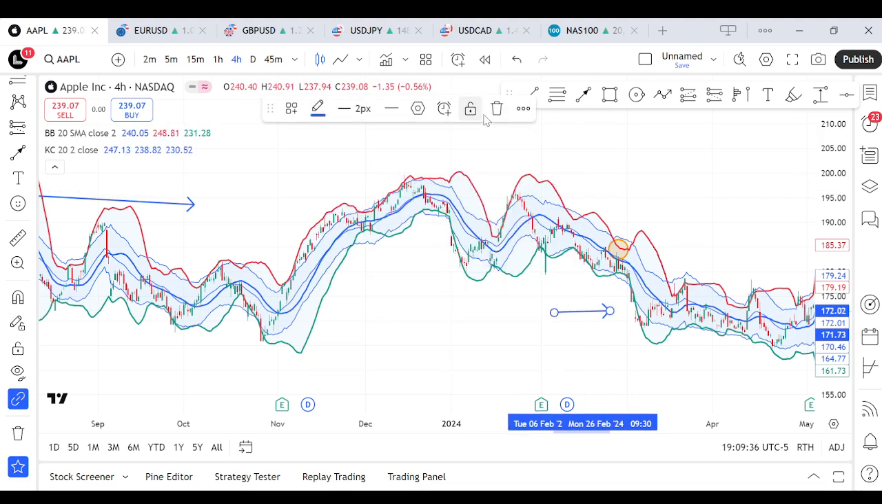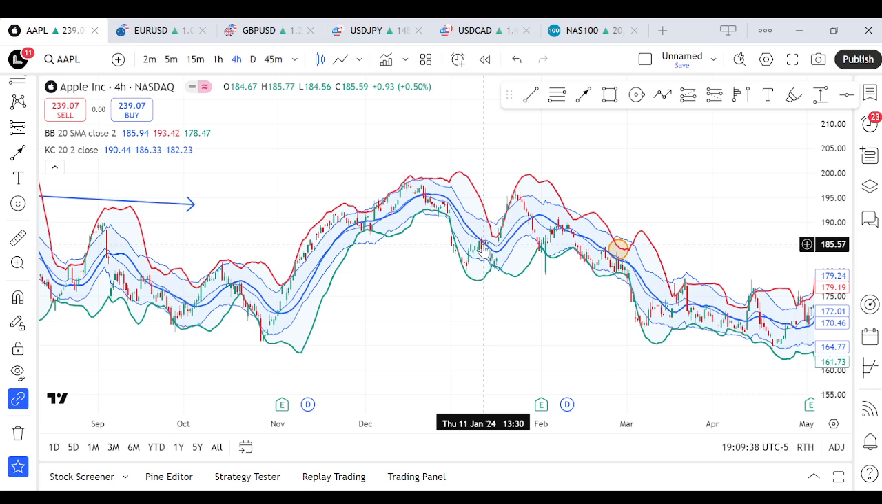So that is it for the squeeze. So the first step is to watch for the squeeze. When the Bollinger Bands move inside the Keltner channel, it indicates reduced volatility, and this is your signal to prepare for a potential breakout in either direction.